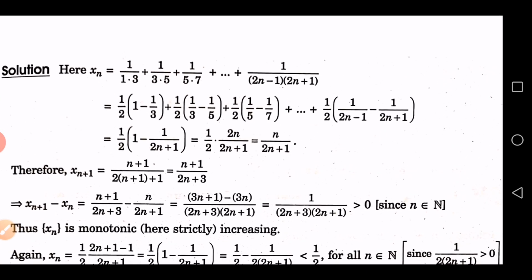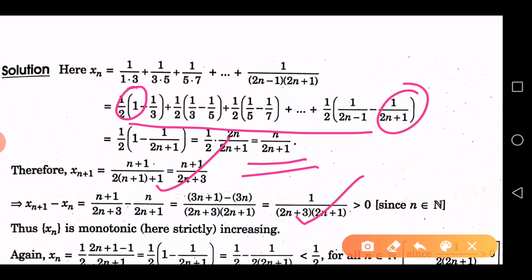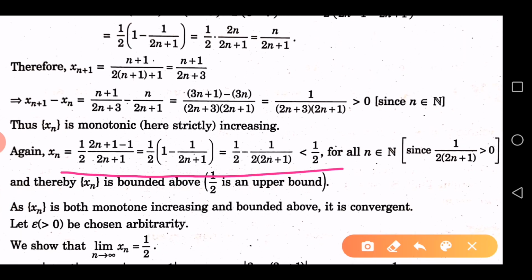initially we expressed the sequence in this way so that all the terms will get cancelled except the first and last terms. So ultimately we obtained xn equal to n by twice n plus 1, thereby xn plus 1, subtracting, we get which is positive, so xn is monotone increasing. Then xn also can be expressed in this form, from which it is observed that it is bounded above and half is an upper bound.